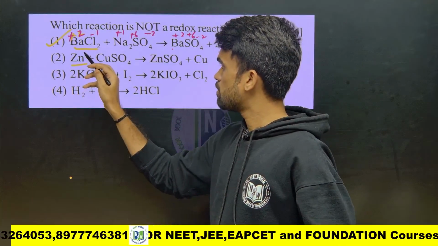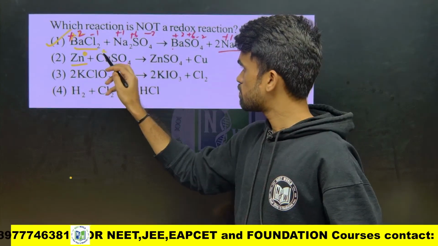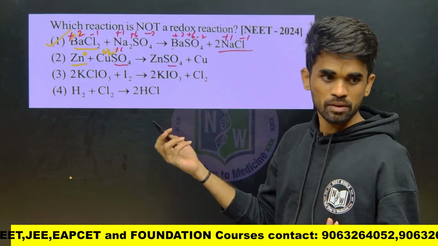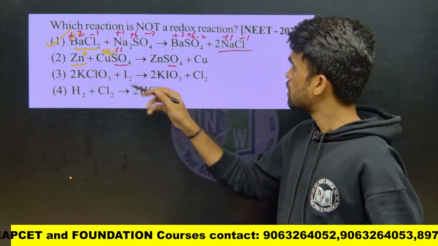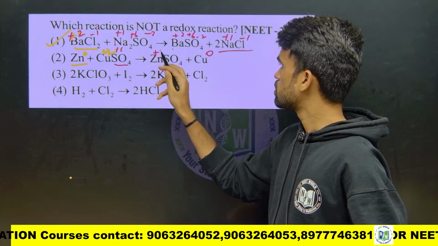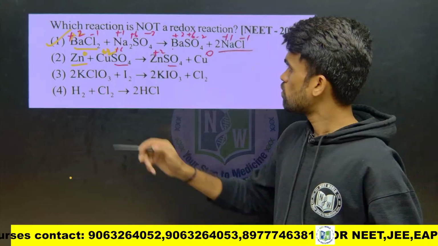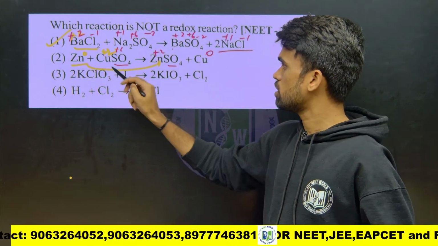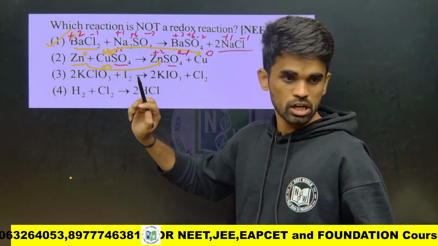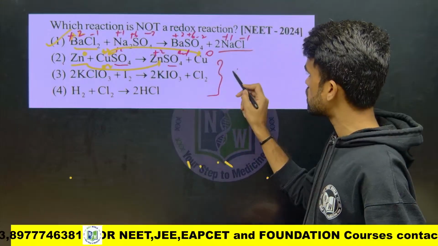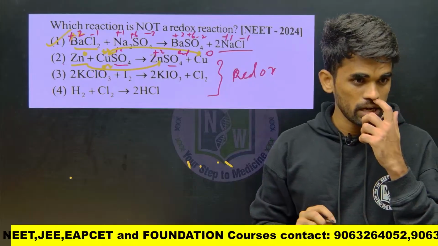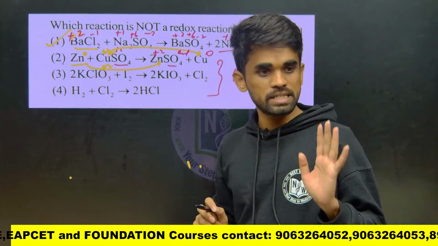Zinc in its elemental state is 0. Copper here is +2. Sulfur +6, sulfate remaining the same. So there is no change in the oxidation state of sulfur, but copper is changing from +2 to 0, and zinc is from 0 to +2. From 0 to +2 means oxidation. Copper +2 to copper means reduction. So I can say this is a redox reaction. Like that, if you solve these three options, you will get them as redox reactions. But the first one won't be a redox. So you can go with option number 1. Hope this is also clear.